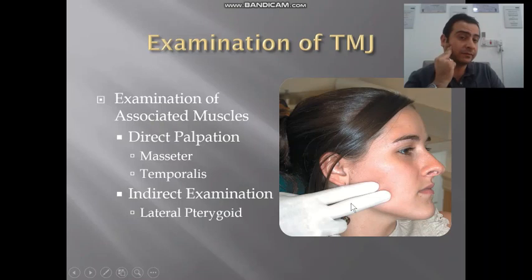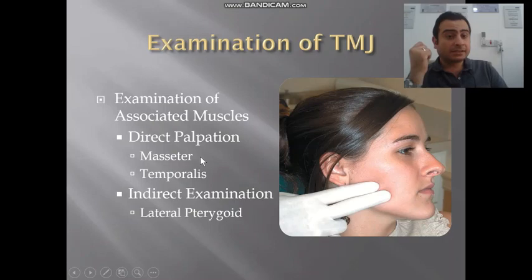So we place our fingers and ask the patient to clench. Since the masseter is responsible for the closing of the mouth, we ask the patient to close their mouth and to clench strongly and assess the muscle for any tenderness. If there is any spasm, we should make note about it.